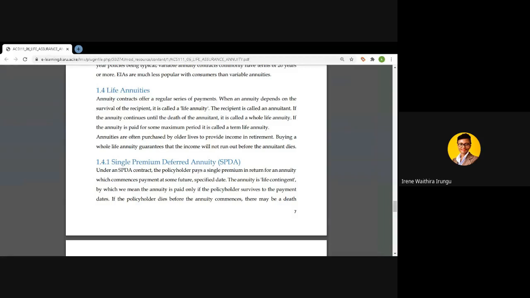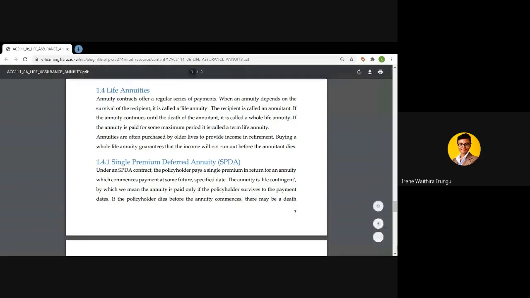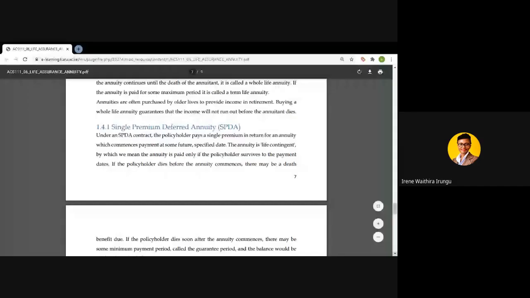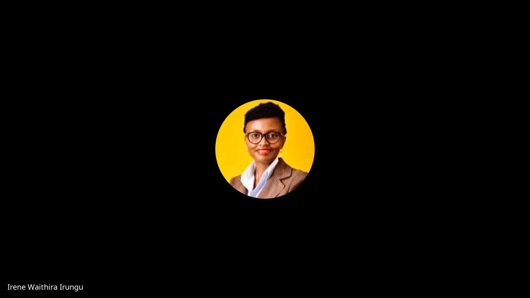So we shall see the distinction here of the different types of contracts. The first one is what we call the single premium deferred annuity. The description of how this annuity works is in the name itself. There's a first part, which is the single premium, and that simply means the policyholder who is paying for the annuity contract pays a single premium.